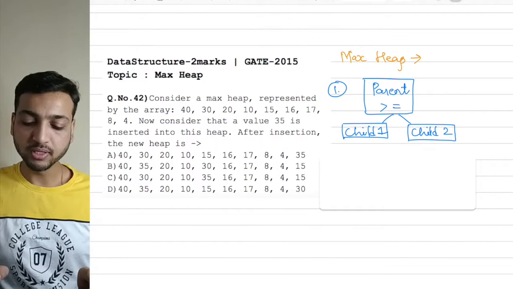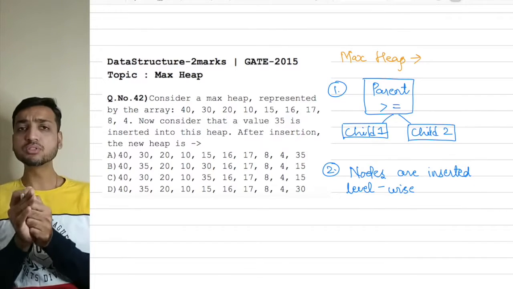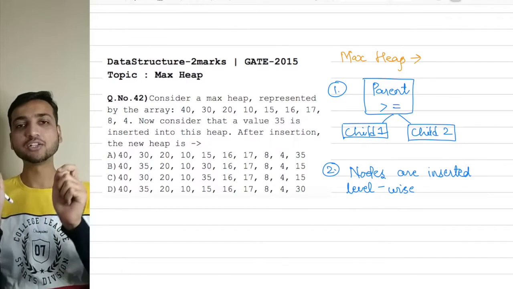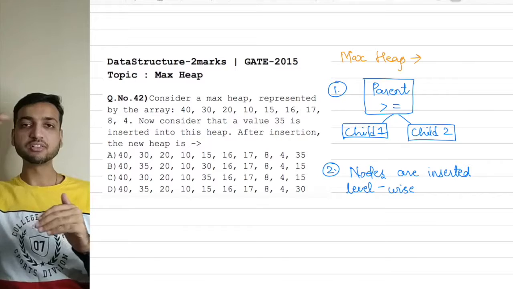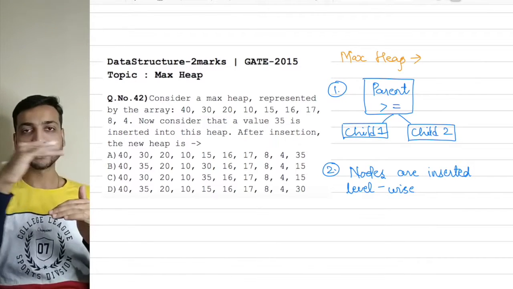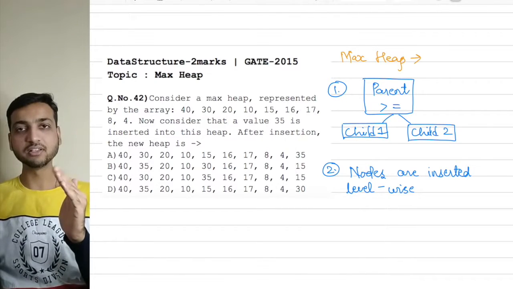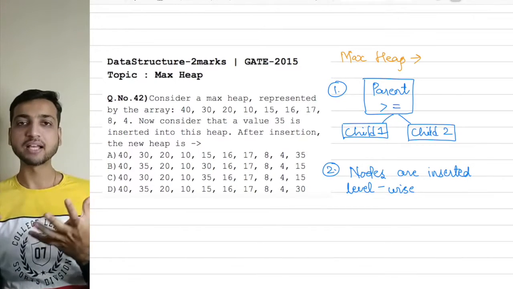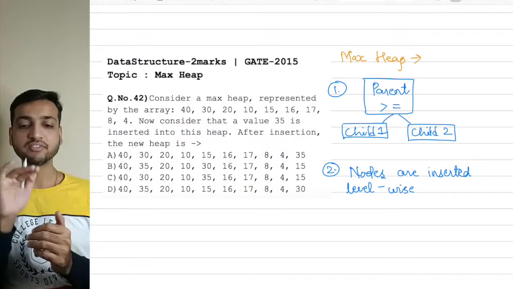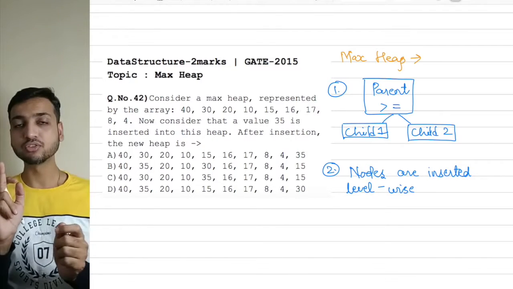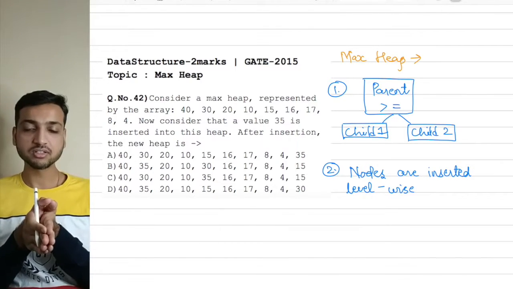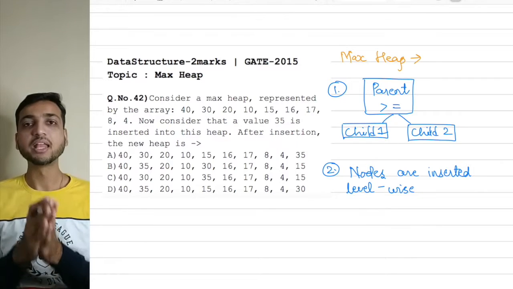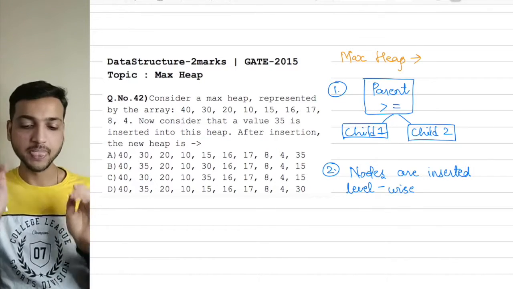This is the first property. And the second important property is that the nodes in a max heap are always inserted in level order. So the first level is completed, only then the second level is completed, and after the second level is completed, we go for the third level. So the insertion of nodes in a max heap is always in a level order way. These two are very important properties of a max heap, and when we construct a new max heap, we have to ensure that these two properties are always satisfied.